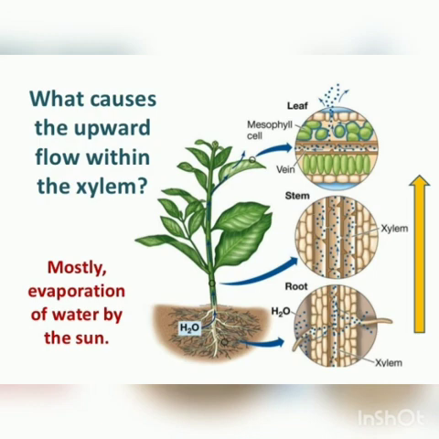Is that clear, children? The food from the leaf will be carried to all the parts of the plant. And in the case of xylem, the water which is absorbed by the root will be transported to all the parts of the plant through vascular tissue. Is that clear, children?